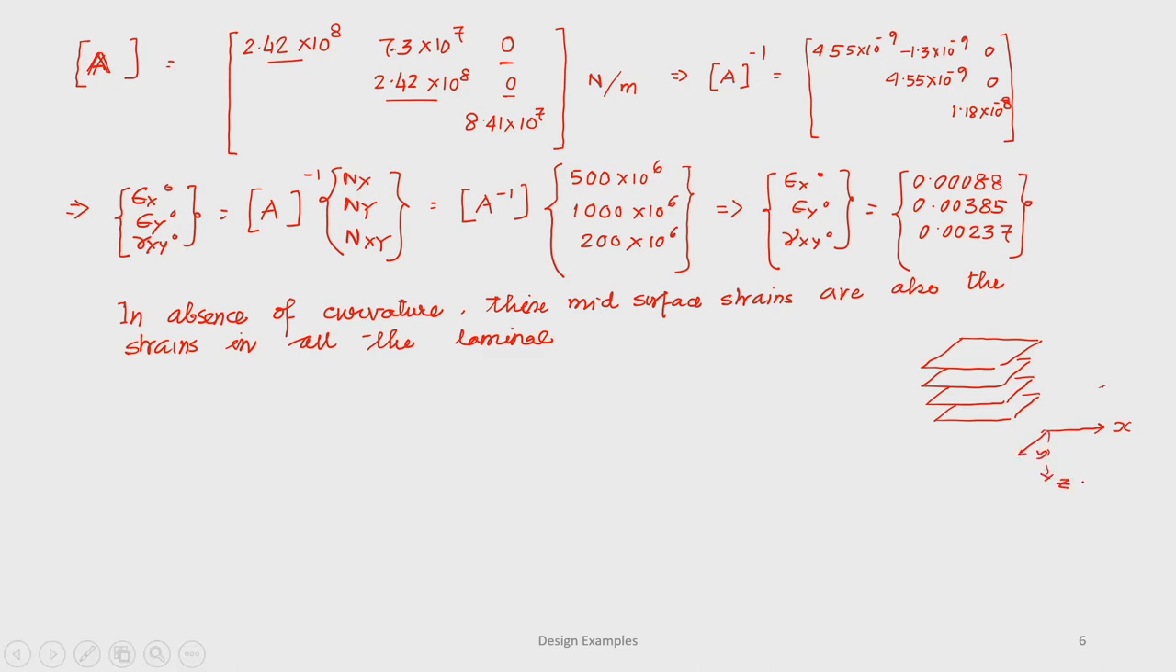Now, this is 0, then this is plus 45, this is minus 45. So, this is 1, this is 2. For plus 45, this is 1, this is 2. For minus 45, this is 1, this is 2. So, now we determine the material axis strains.